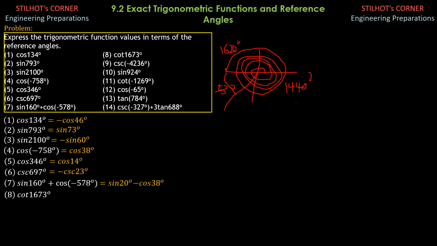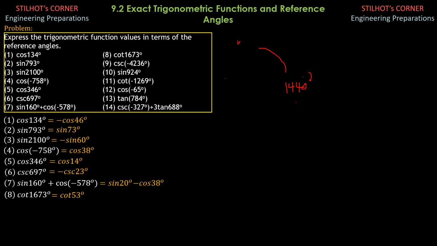This angle falls in the third quadrant, and cotangent is positive in the third quadrant. Therefore, cotangent of 1673 is also cotangent of 53 degrees. So that's it. Then we proceed to number 9, cosecant of negative 4236.